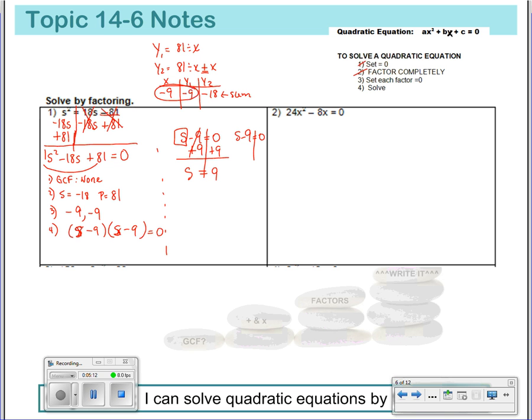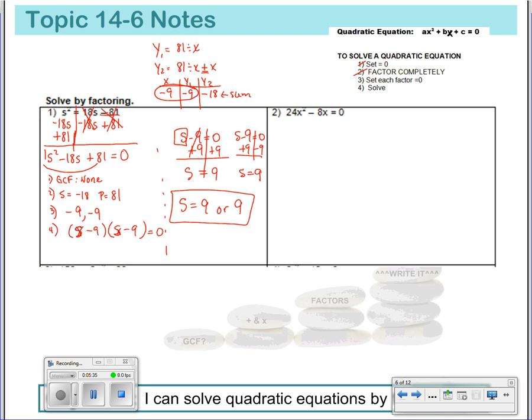I will get the same thing for the other factor: s equals 9. This is known as a double root or double solution. So I'm just going to write that x is equal to 9 or 9. We can go ahead and write them both. I could write it once since they are both the same, but I'm going to go ahead and write them twice.